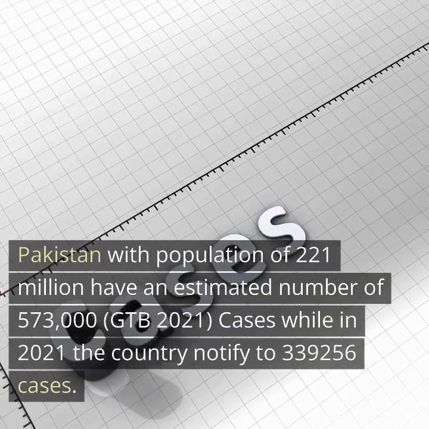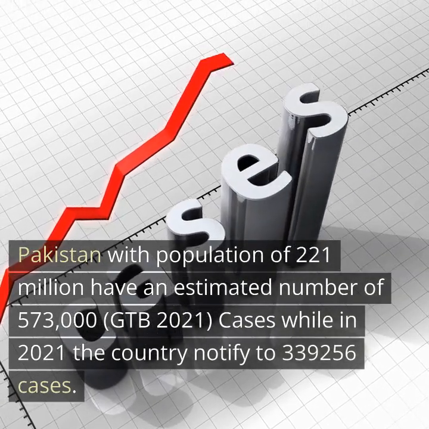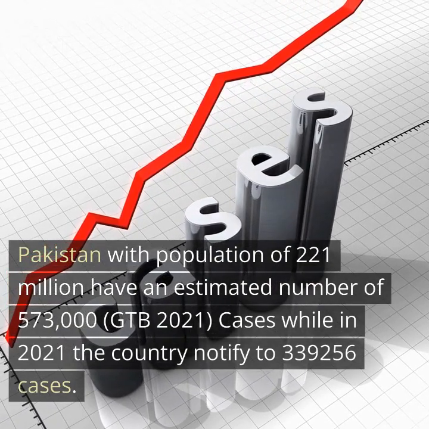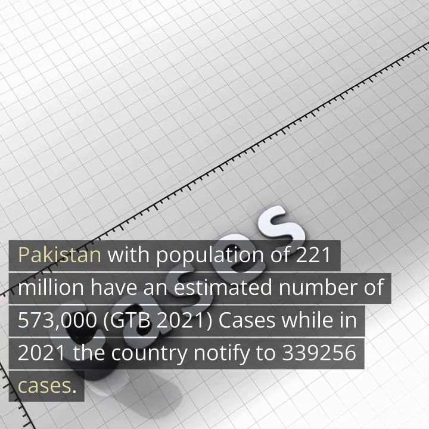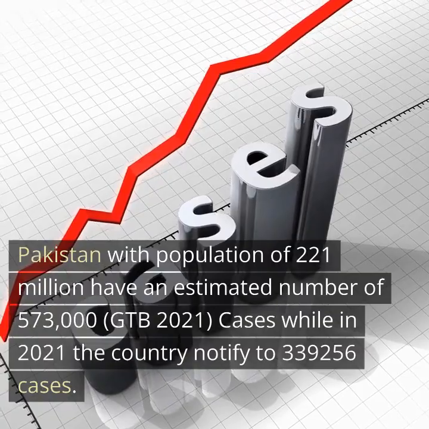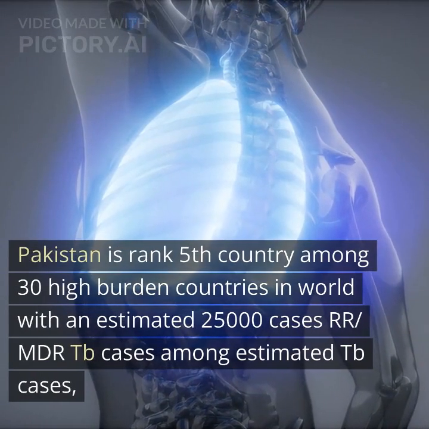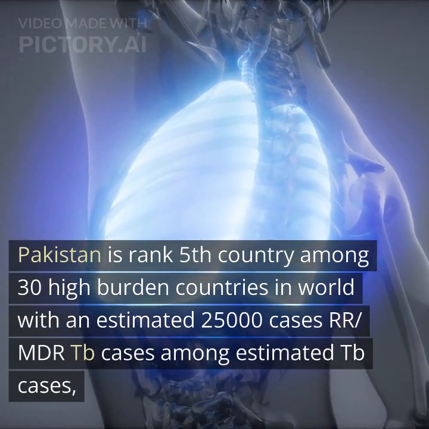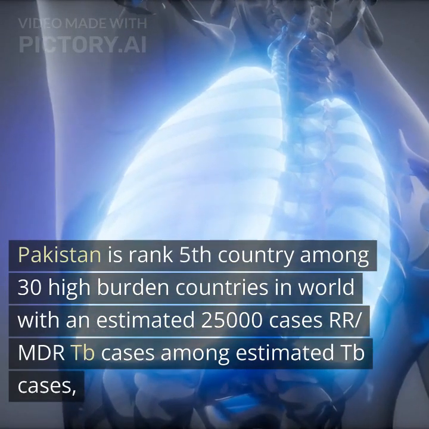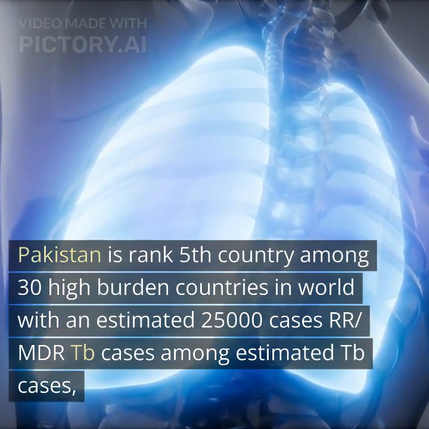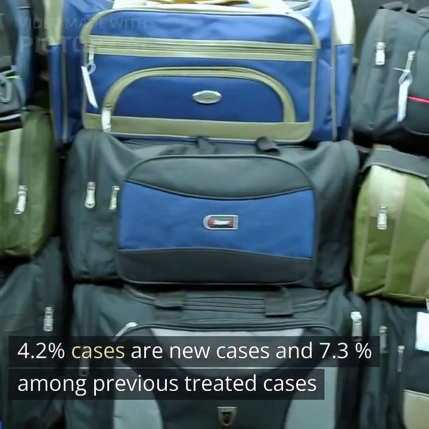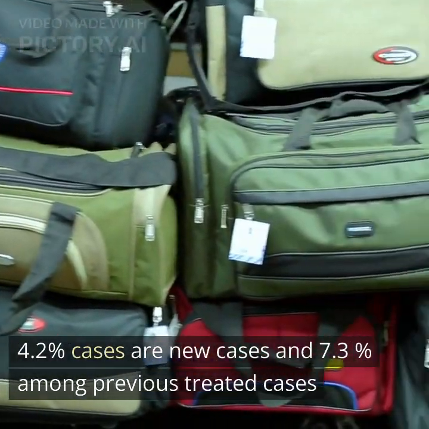Pakistan, with a population of 221 million, has an estimated 573,000 cases (GTB 2021), while in 2021 the country notified 339,256 cases. Pakistan is also ranked 5th among 30 high-burden countries for MDR-TB, with an estimated 25,000 MDR-TB cases among estimated TB cases: 4.2% among new cases and 7.3% among previously treated cases.